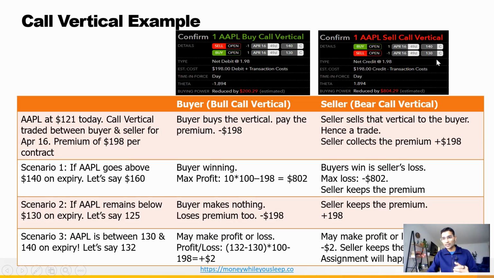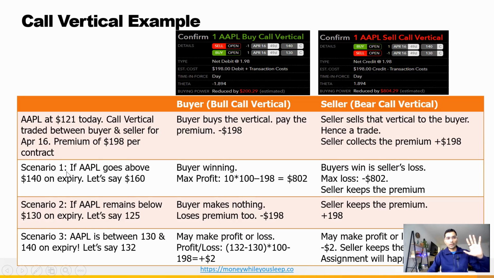At the same time, since there is a buyer, there has to be a seller. So the exact opposite transaction is happening here. Buyer is buying the 130 call, so seller is selling the 130 call, and the seller is buying the 140 call, so here it is bought. So here you can see for the buyer it's a debit transaction, and for the seller it is a credit transaction of $198. Okay, so this is what we have covered here, and Apple is at $121 today, and this is a transaction which is happening for the April 16th contract. So the buyer is paying the premium of $198 to the seller.